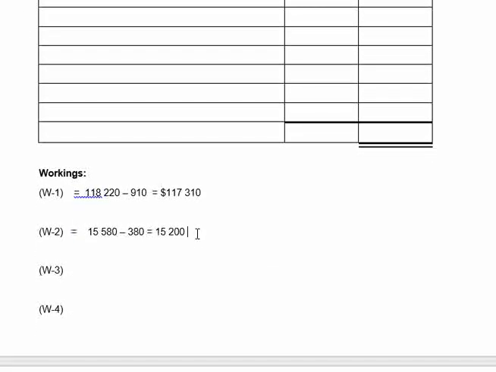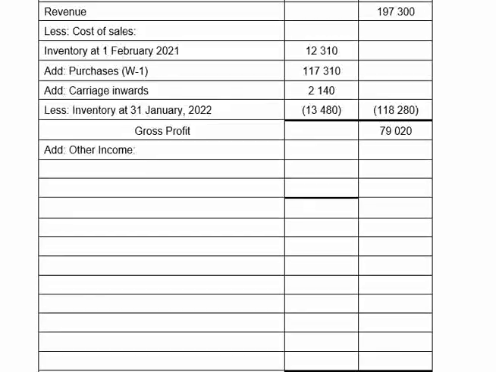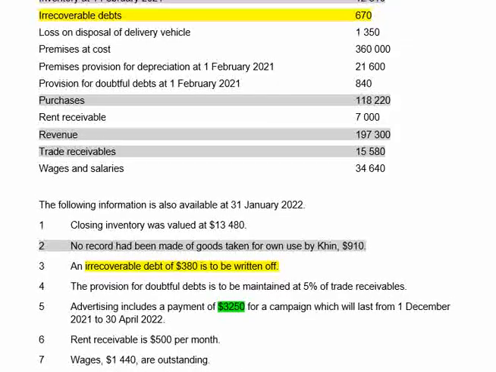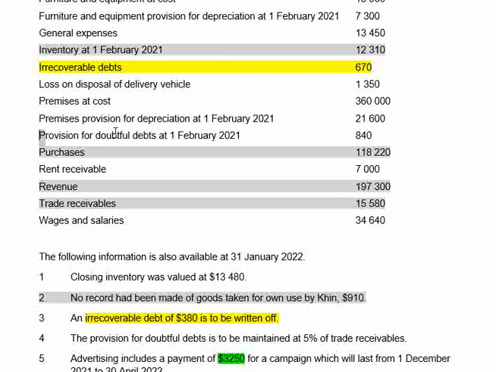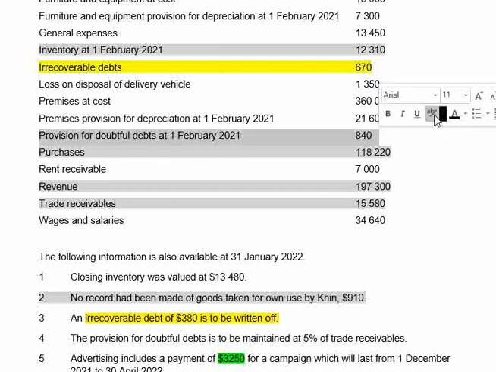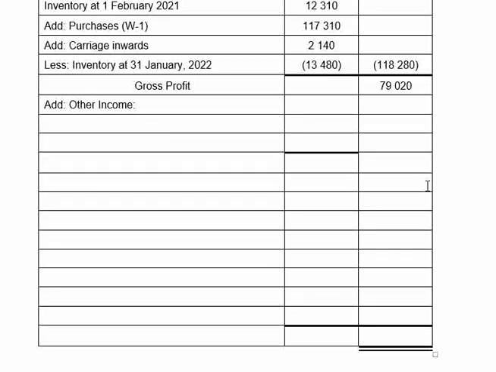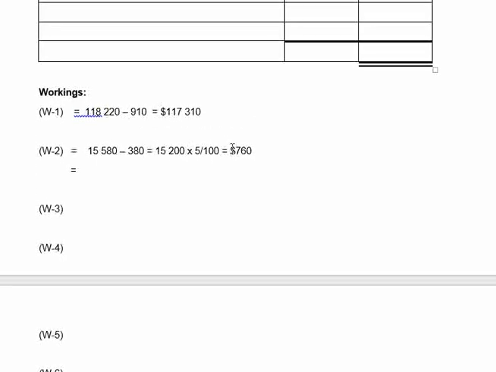So this is our new trade receivables. We will take 5% of it. So 5% of trade receivables will give you $760. Okay. So what was the provision for doubtful debt at start of the year? This is given to you, it is 840. And what is the provision for doubtful debt at end of the year? This is 760. So we will compare them.